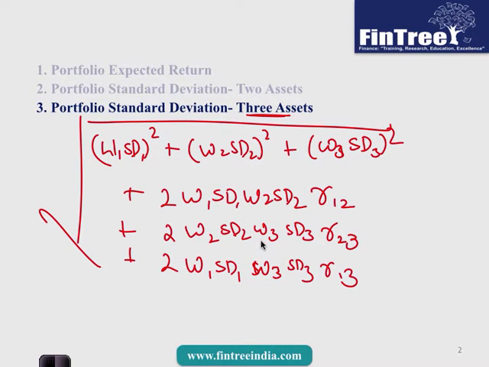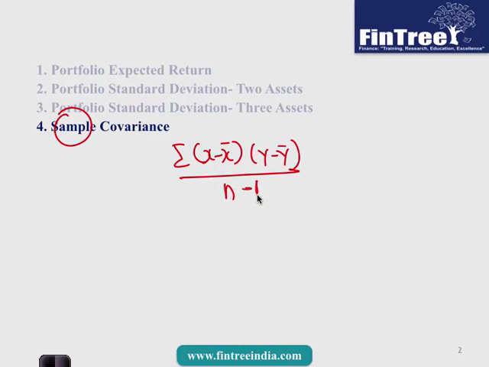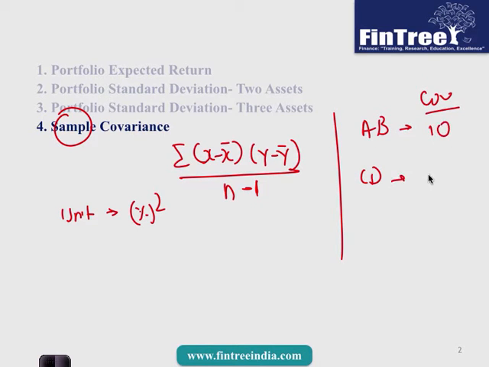Moving further, sample covariance. The covariance standard formula is the summation of x minus x bar times y minus y bar, but since it is a sample, your denominator would be n minus 1. What we want to remember is that the unit of covariance is always percentage square or unit square, which is meaningless. If you have two data sets, A and B, C and D, and A and B has a covariance of 10 and C and D has a covariance of 12, we cannot say that C and D has a stronger relationship than A and B.